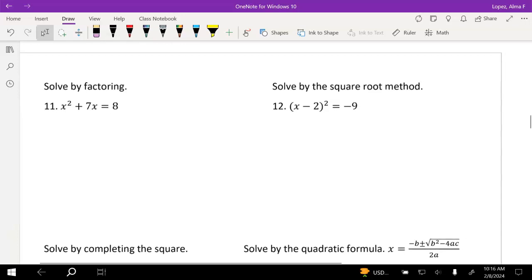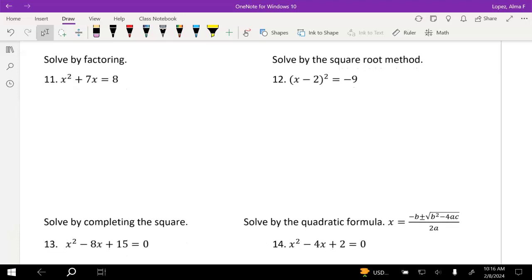The next one, we have 6 quadratics. I indicate the method that you should use, but you can actually use any method you like, and as long as you show your work, you're going to be fine. The first one is indicating to use factoring.